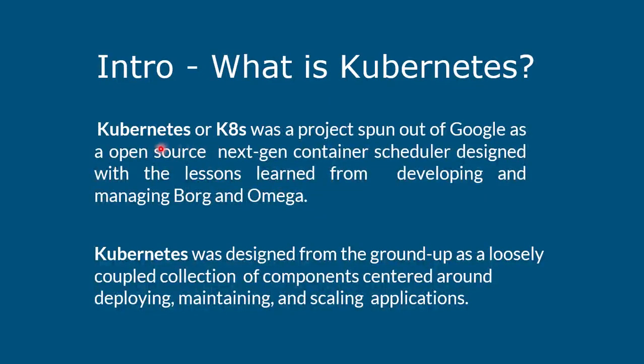So Kubernetes, or sometimes abbreviated as K8s, was a product that spun out of Google. Ultimately, it became an open source next-gen container-based scheduler designed to lessen the burden from managing such internal products as Borg and Omega. Kubernetes was designed from the ground up as a loosely coupled, containerized organization, running a collection of components centered around deploying, maintaining, and scaling applications. So it is a runtime environment.